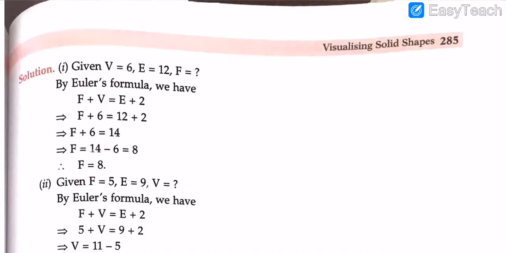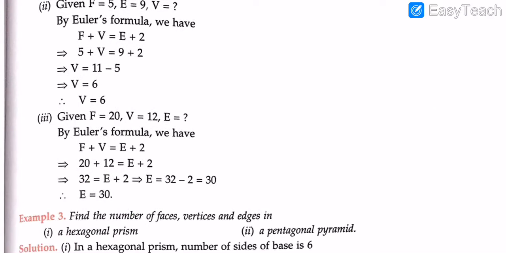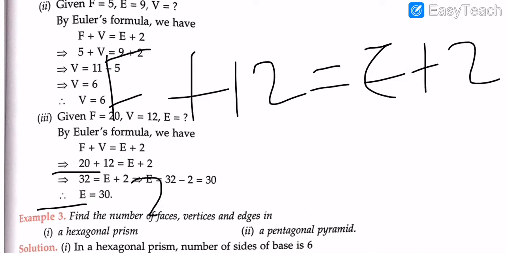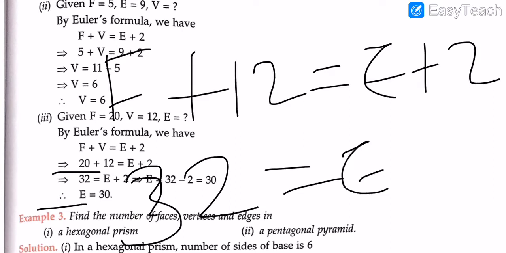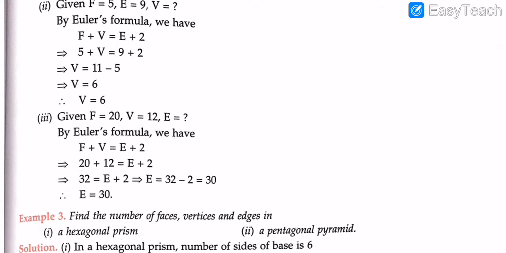Now, we have some questions over here, such as F is equal to 20, V is equal to 12, E is equal to what? So in these questions, you'll have 20 plus 12 equals E plus 2. So you have 32, which equals E plus 2. Move the 2 over here. You can say 30. So E equals 30. Okay, so this is how you use your Euler's formula.